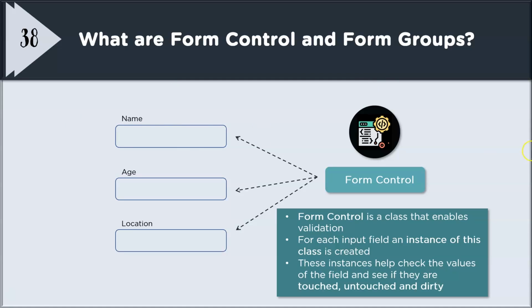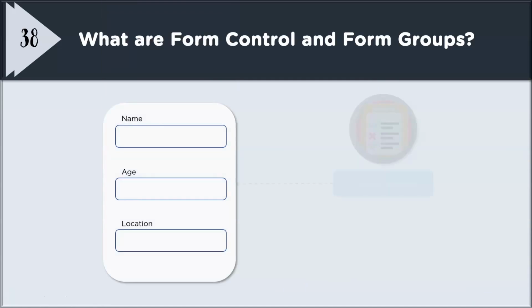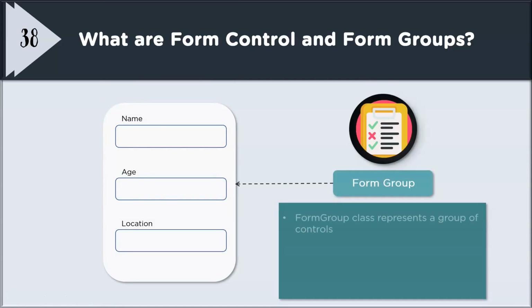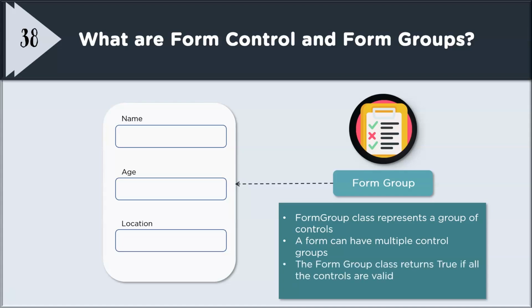When it comes to form group, the form group class represents a group of controls. A form can have multiple control groups. The form group class returns true if all the controls are valid and also provides validation errors if any.